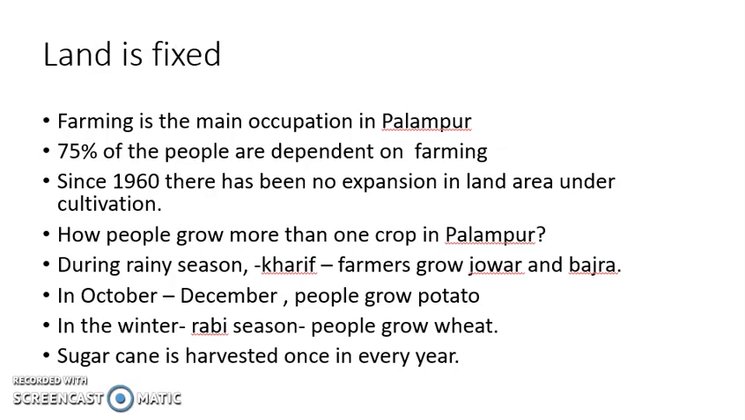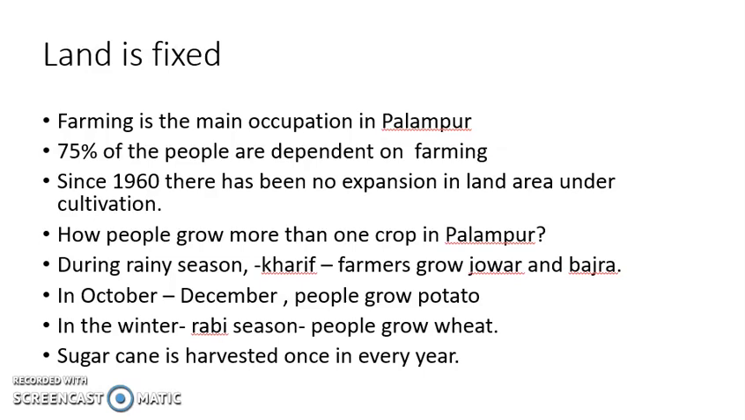Through this multiple cropping, farmers in Palampur can grow many crops and they can increase production and get the harvest. So though land is fixed, people depend on various production methods or various farming techniques in Palampur. One, I have explained, that is multiple cropping.